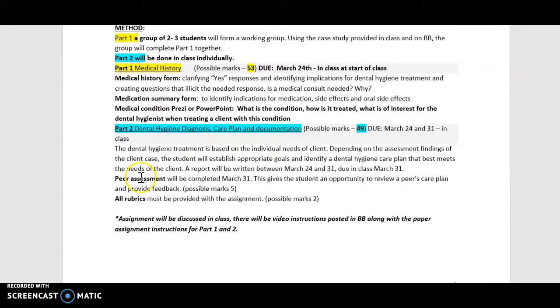Also, there will be a peer assessment. So in the second half of the in-class assignment, you will be given an opportunity to view a peer's care plan, provide feedback, which is out of 5 marks, and then ultimately you'll hand that back, and each person will get an opportunity to then make any changes and then hand it in to be marked.